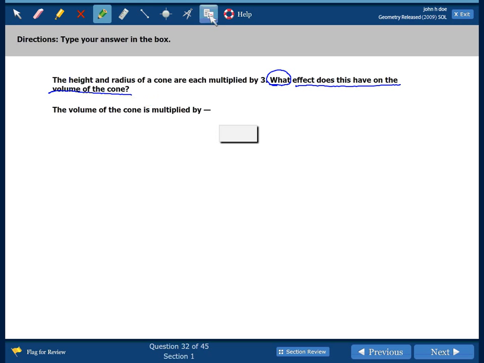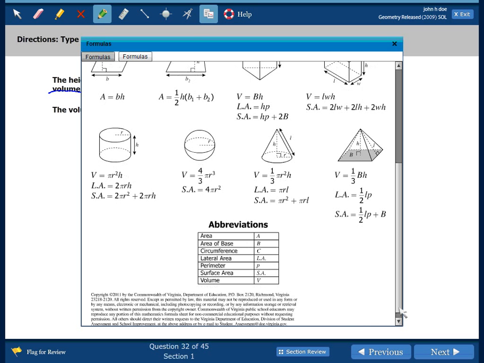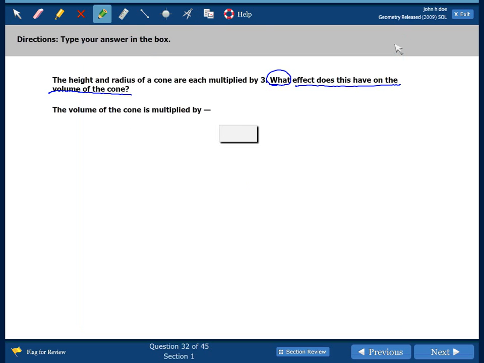So if I look at my formula sheet, I'm going to be using volume, 1/3 pi r squared h, that's right here. So the volume is equal to 1/3 pi r squared h. And it says the height and radius of the cone are each multiplied by 3. What effect does this have on the volume of the cone?